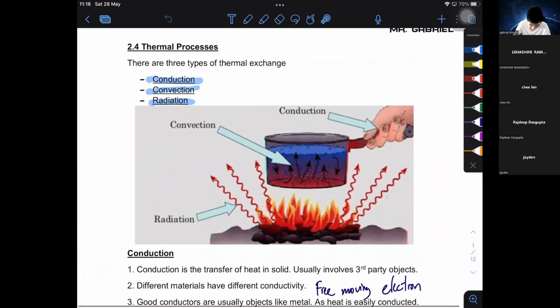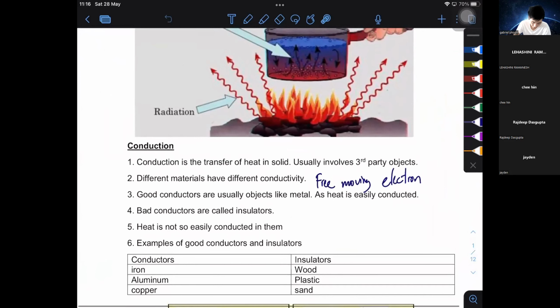Okay. Now, today, let's talk a little bit more about conduction. Conduction is a transfer of heat in a solid or a liquid, usually involving third-party objects. Different materials will definitely have different conductivity, right? For example, we know for a fact that metals are generally much better conductors. That's why they heat up much easier. Good conductors are usually objects like metal, as heat is easily conducted.